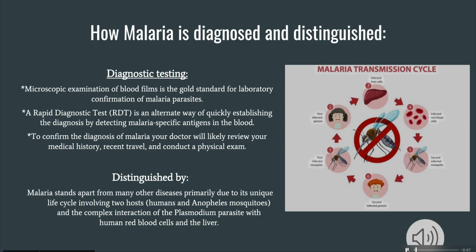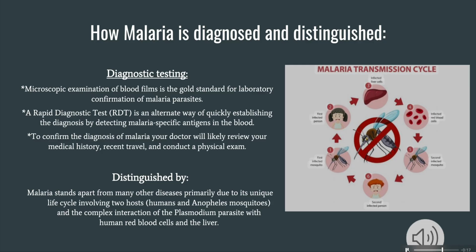Malaria is diagnosed through microscopic examination of blood films. It's the gold standard for laboratory confirmation of malaria parasites. There's also a rapid diagnostic test, which is an alternative way of quickly establishing the diagnosis by detecting malaria-specific antigens in the blood. And to confirm the diagnosis of malaria, your doctor will likely review your medical history, recent travel, and conduct a physical exam.